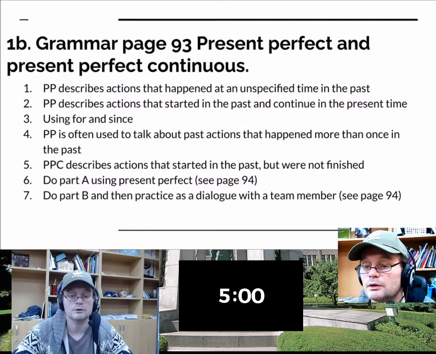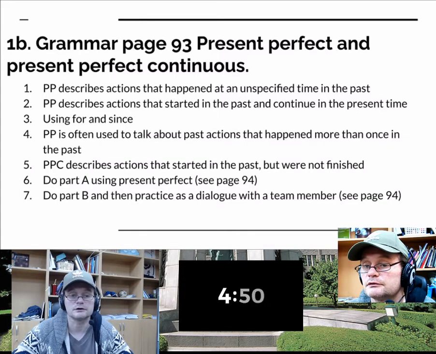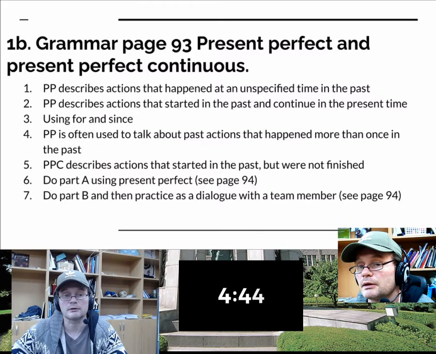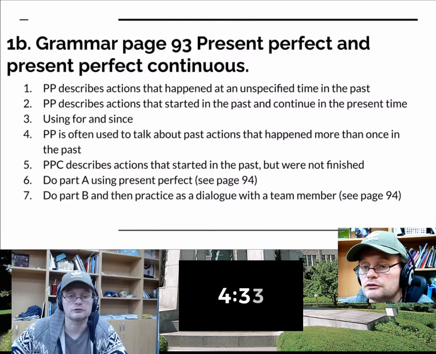Okay, so activity 1B involves the grammar from page 93, so you'll need to go to the book, look at page 93, and the grammar is present perfect and present perfect continuous. So what I've done here is just outlined what they said about the grammar there. Parts 1, 2, 3, 4 and 5 give a brief description about the grammar rules. And parts 6 and 7 here ask you to do some activities in the book. So you need to do parts A and parts B on page 94. Okay? So I'll read through.